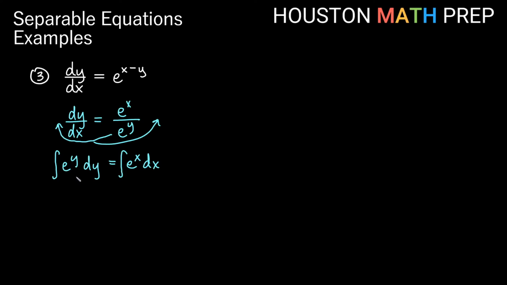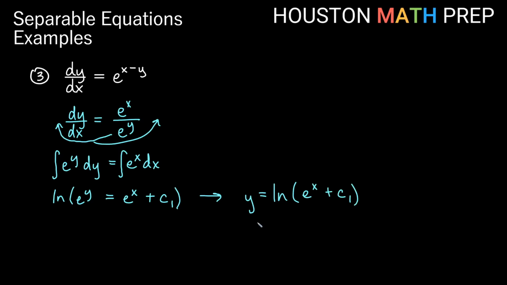The antiderivatives here are easy. The antiderivative of e to the y is just going to be e to the y. We'll save our constant for the other side. Antiderivative of e to the x is going to be e to the x. I'll go ahead and add my constant over here, so we'll say plus c1. And now how do I solve for y? Well, I need to undo exponential base e, so what I really do is take the natural log of both sides, right? So that will then give us that y is equal to the natural log of e to the x plus my constant. And that is finished. We are solved for y there.